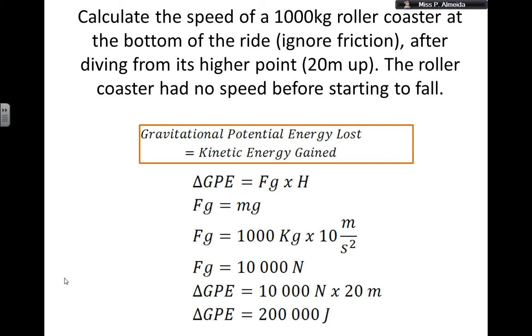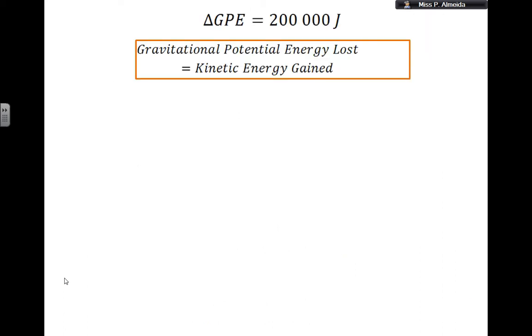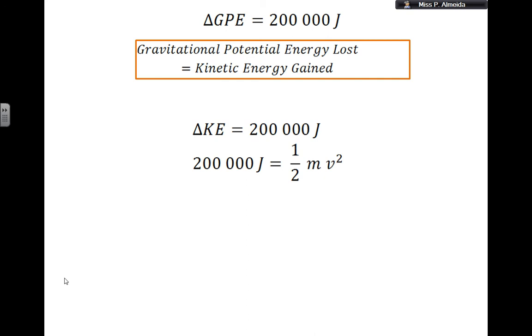Now I'm going to put that energy to be equal to the kinetic energy, because assuming that I have no friction, then all my gravitational potential energy goes into kinetic energy. So I say my change of kinetic energy is equal to 200,000 joules. In the beginning I had 0 kinetic energy, at the end I have 200,000 joules.